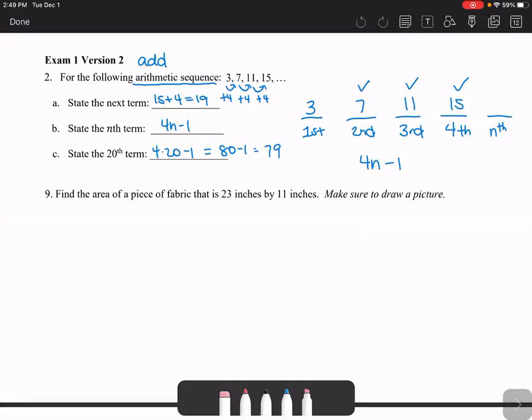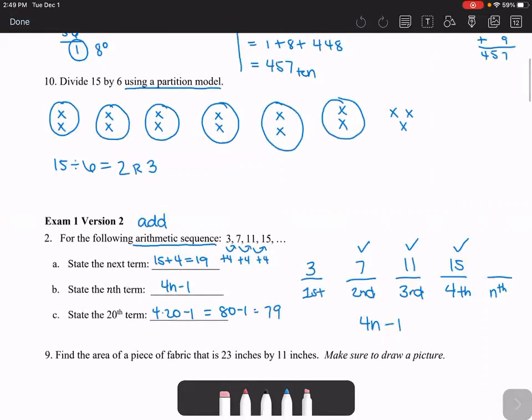Any other questions on this one? And then on the previous question, are we potentially going to be asked to divide whole numbers using an array? That's sort of similar, right?